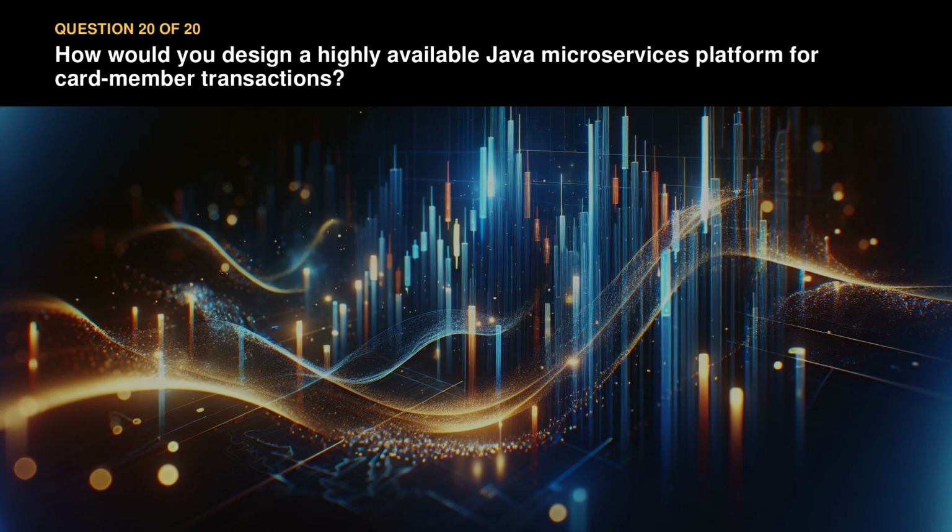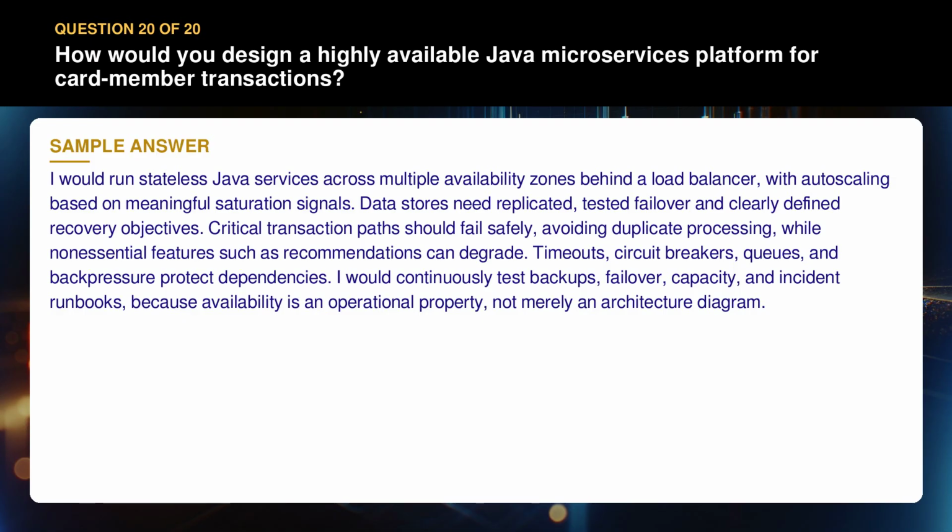Question 20. How would you design a highly available Java microservices platform for card member transactions? I would run stateless Java services across multiple availability zones behind a load balancer, with autoscaling based on meaningful saturation signals. Data stores need replicated, tested failover and clearly defined recovery objectives. Critical transaction paths should fail safely, avoiding duplicate processing, while non-essential features such as recommendations can degrade. Timeouts, circuit breakers, queues, and back pressure protect dependencies.